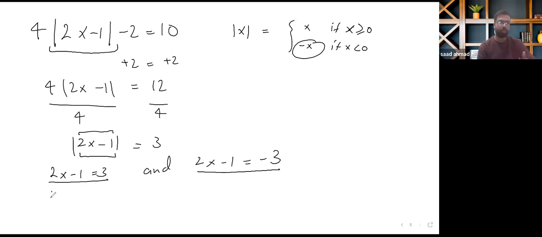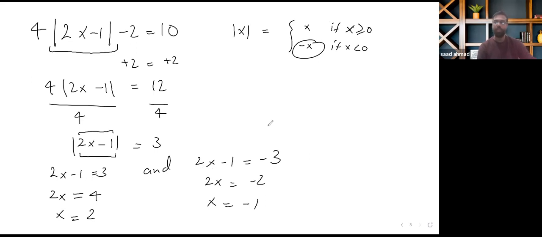So now let's solve. 2x equals 4, because we will add, then x equals 2, and from here we get 2x equals negative 2 and x equals negative 1. So if I put in 2 here, and if I put in minus 1 here, then this whole thing is 10 units far from the 0.